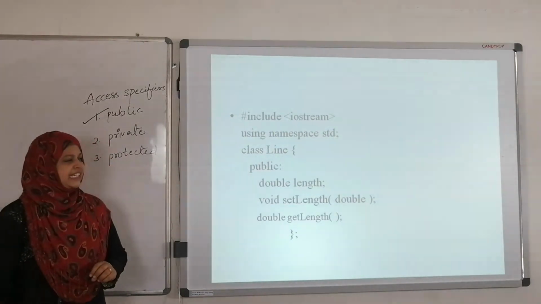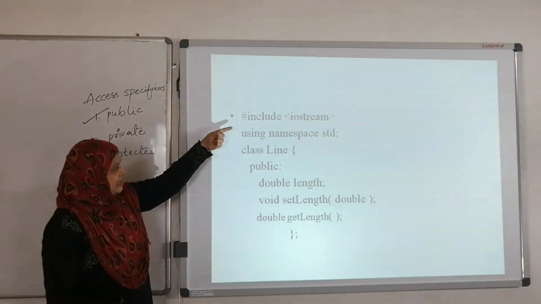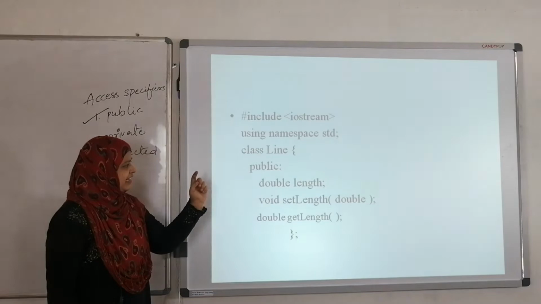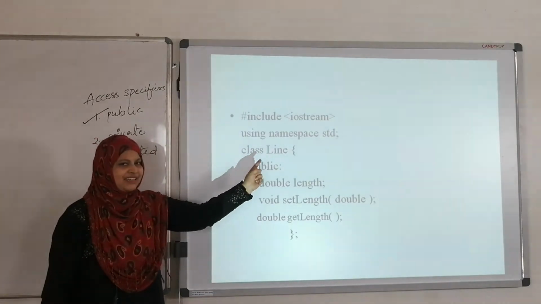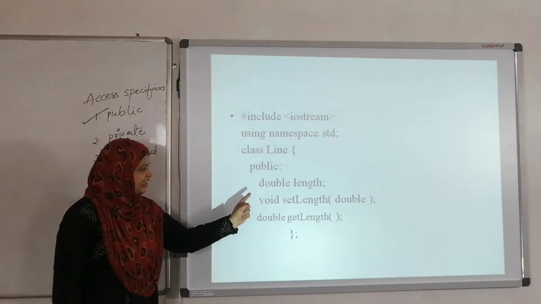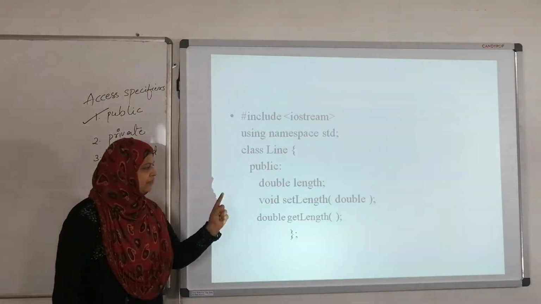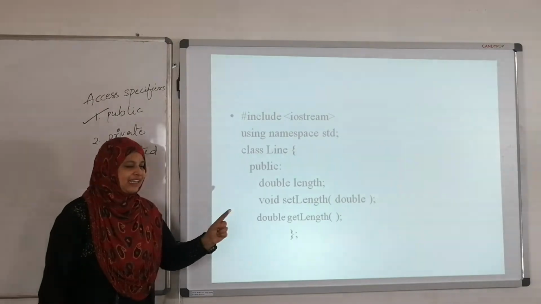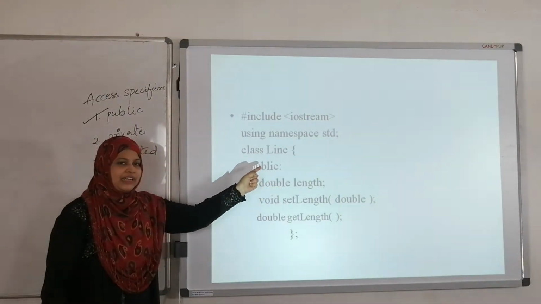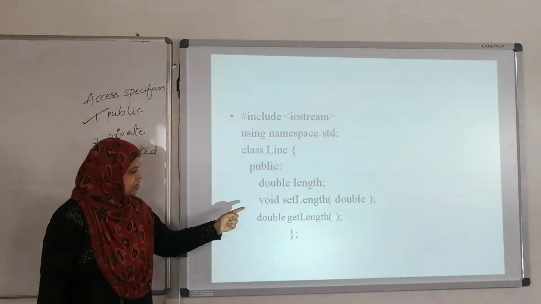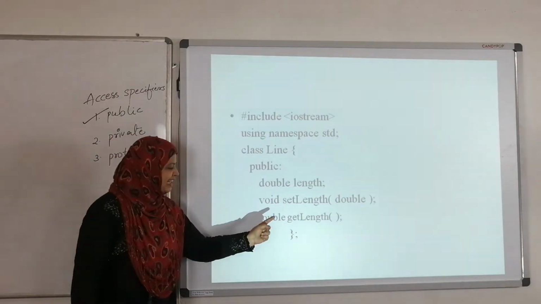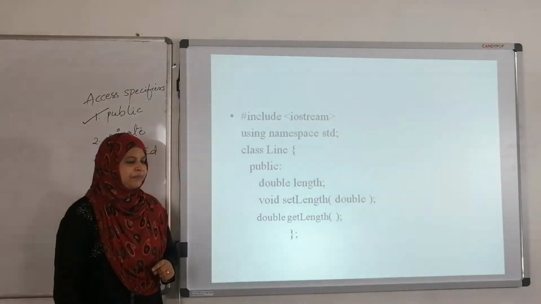I'll explain with an example. See here, iostream.h is there, using namespace std, class line. Here I am defining one class, line. Here I am defining three members. First one is double length, a data member, and length is declared under the public access specifier. Next is void set length, and double get length. These two are the member functions.